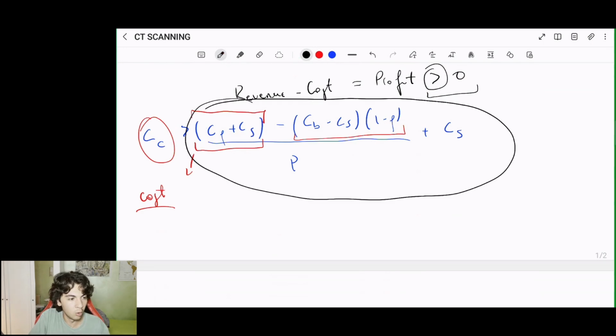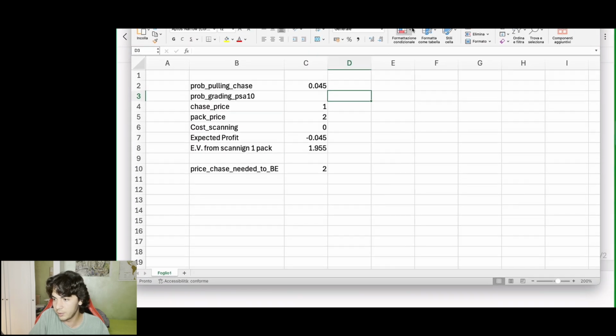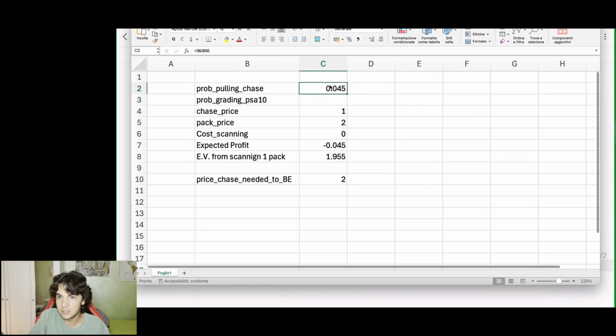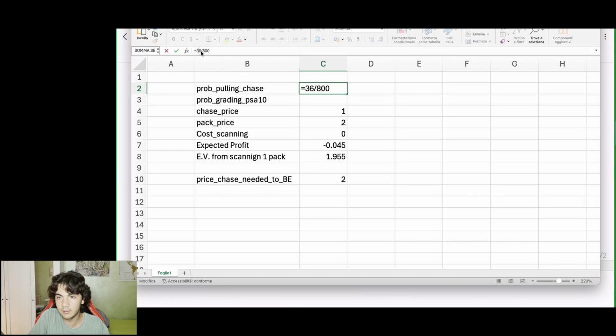At this point, we can go over a few examples. Here we have our spreadsheet. Let's say the probability of pulling a Greninja from Twilight Masquerade. The probability of pulling one out of a pack is approximately 1 out of 850. For a box, it's going to be 36 times that over 850. That's the probability of pulling a Greninja. Now, what is the cost of the box? Let's say $120. Sorry, pack price, so the cost of a box is going to be $120.